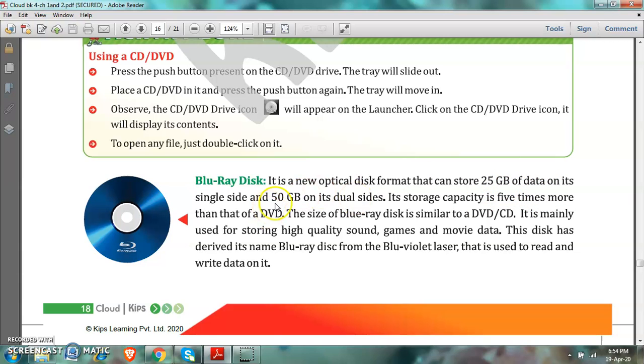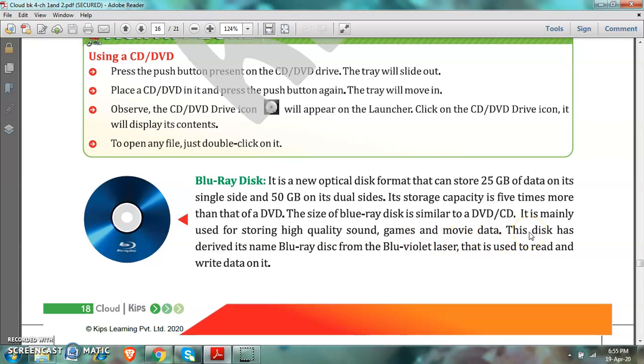On its single side, 25 gigabyte, and if you talk about both sides, 50 gigabyte on its dual sides. So you can see the storage capacity is highest in Blu-ray disc in comparison with CD and DVD. Its storage capacity is 5 times more than a DVD. The size of Blu-ray disc is similar to a DVD and CD. It is mainly used for storing high quality sound, games and movie data.